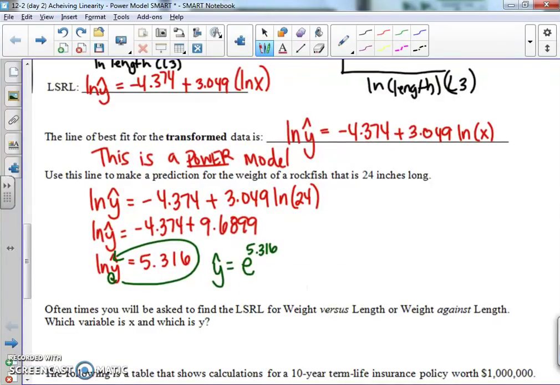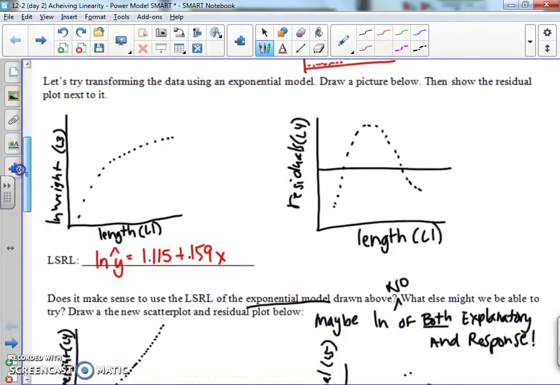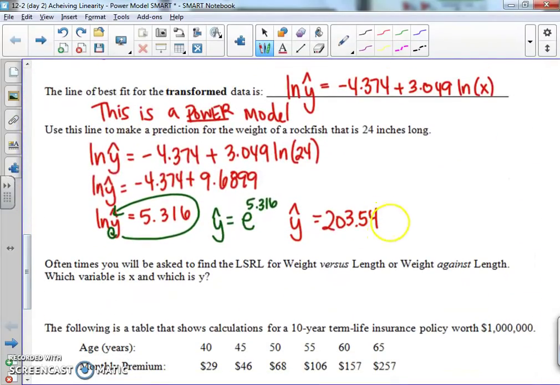Okay, so we've got our predicted amount is 203.54. And remember, we're talking about weight. And what did it say? It was weight in grams. So this is grams. So what I'm saying is if a rockfish is 24 inches long, we predict that it will weigh 203.454 grams.